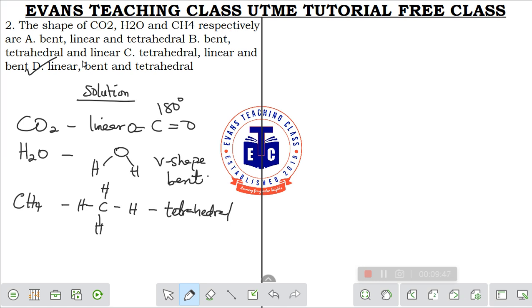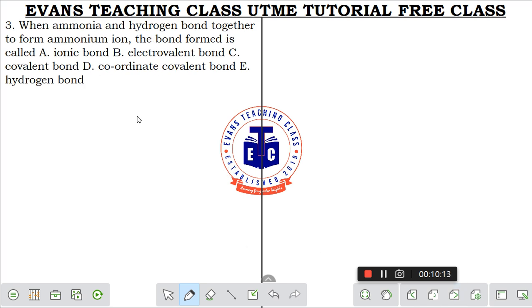All of them actually have their angles, so you can take note of all of them. You can also call it angular. So anyone you like. It can be V shape, angular, or bent. In any question you see in the future, they may use any other term, so take note of that. So let's go to the next question. The same when ammonia and hydrogen bond together. This hydrogen is actually not hydrogen alone, it is hydrogen ion, but let's just say hydrogen bond.